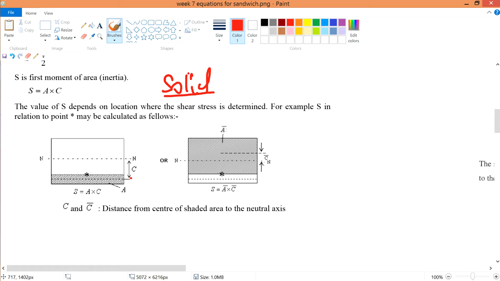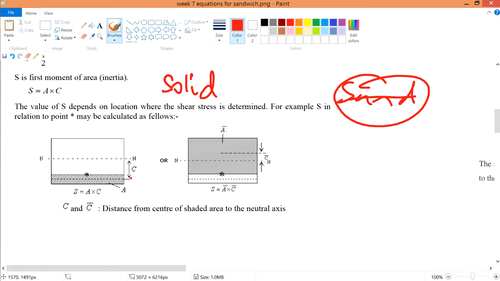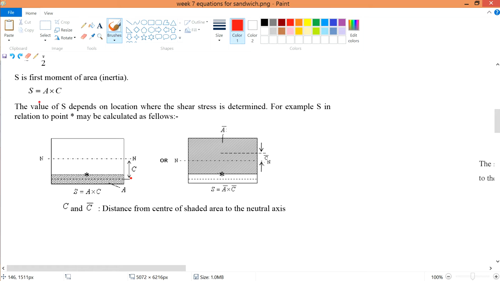Let's go back to the solid beam. So don't mix it with our sandwich panel now. So sandwich panel, leave it there first. Let's jump into the solid beam. If you remember the solid beam, we talk about the S as equals to A times C, where the C is the distance from the center of the shaded region. So the shaded region is this one, for example. The center is this one, which is called the C bar. Or otherwise, over here, this is the area, and the middle is the C.